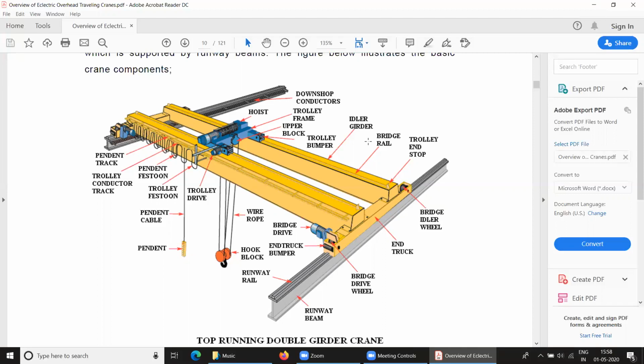Cranes are commonly employed in the transport industry for loading and unloading of freight, in the construction industry for the movement of materials, and in the manufacturing industry for the assembly of heavy equipment.